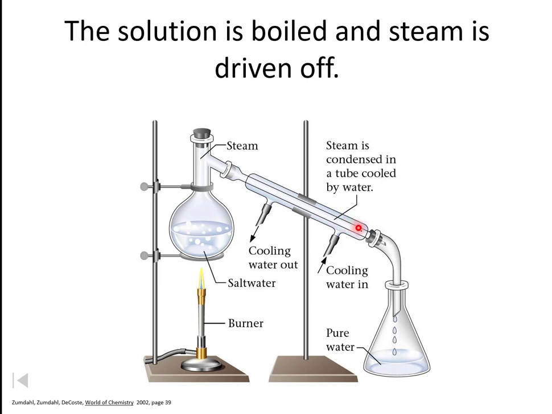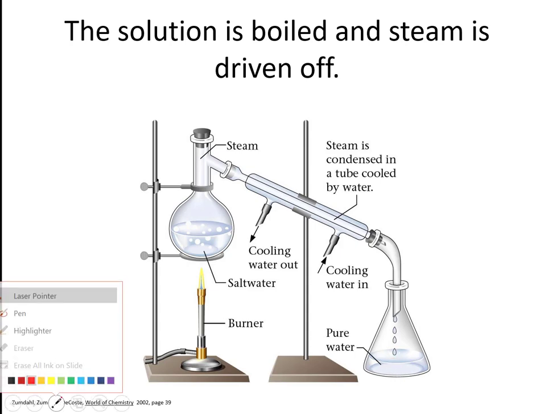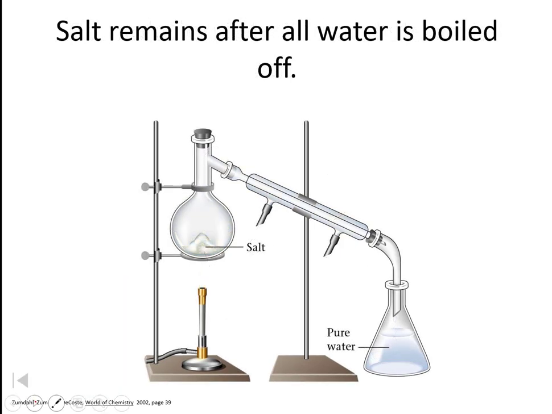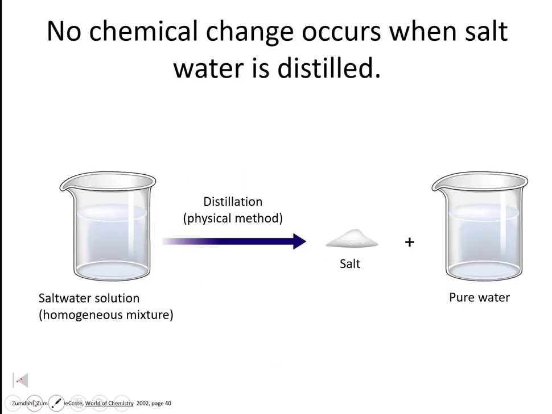That water is going to flow down the condenser coil. It's going to collect here in our flask where we now have pure water. If we do that right, now we're going to be left with a pile of salt and a container of pure water, and that is how we could separate out the salt from the water. So we could end up with using distillation, which is a physical method of separation. We've got a homogeneous mixture, and now we have only salt and pure water.